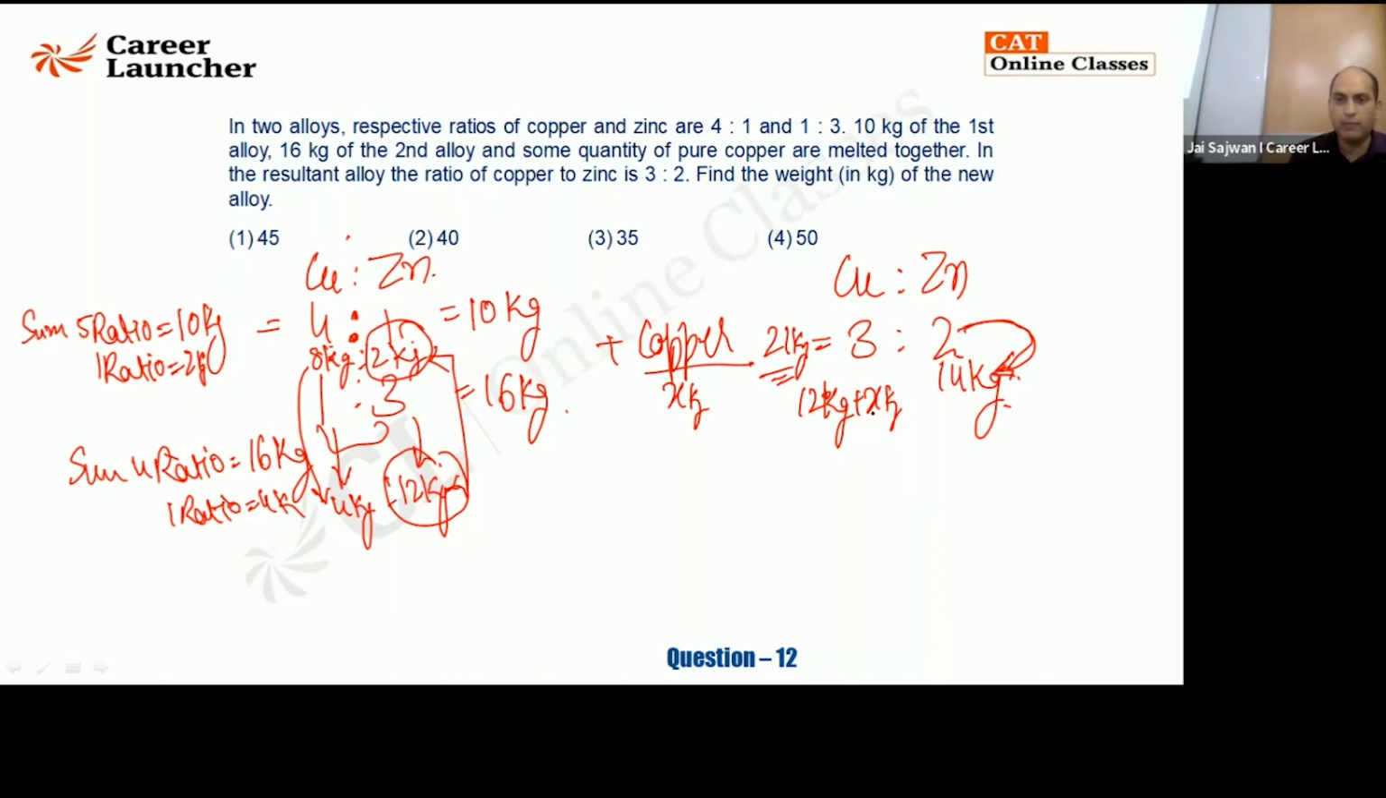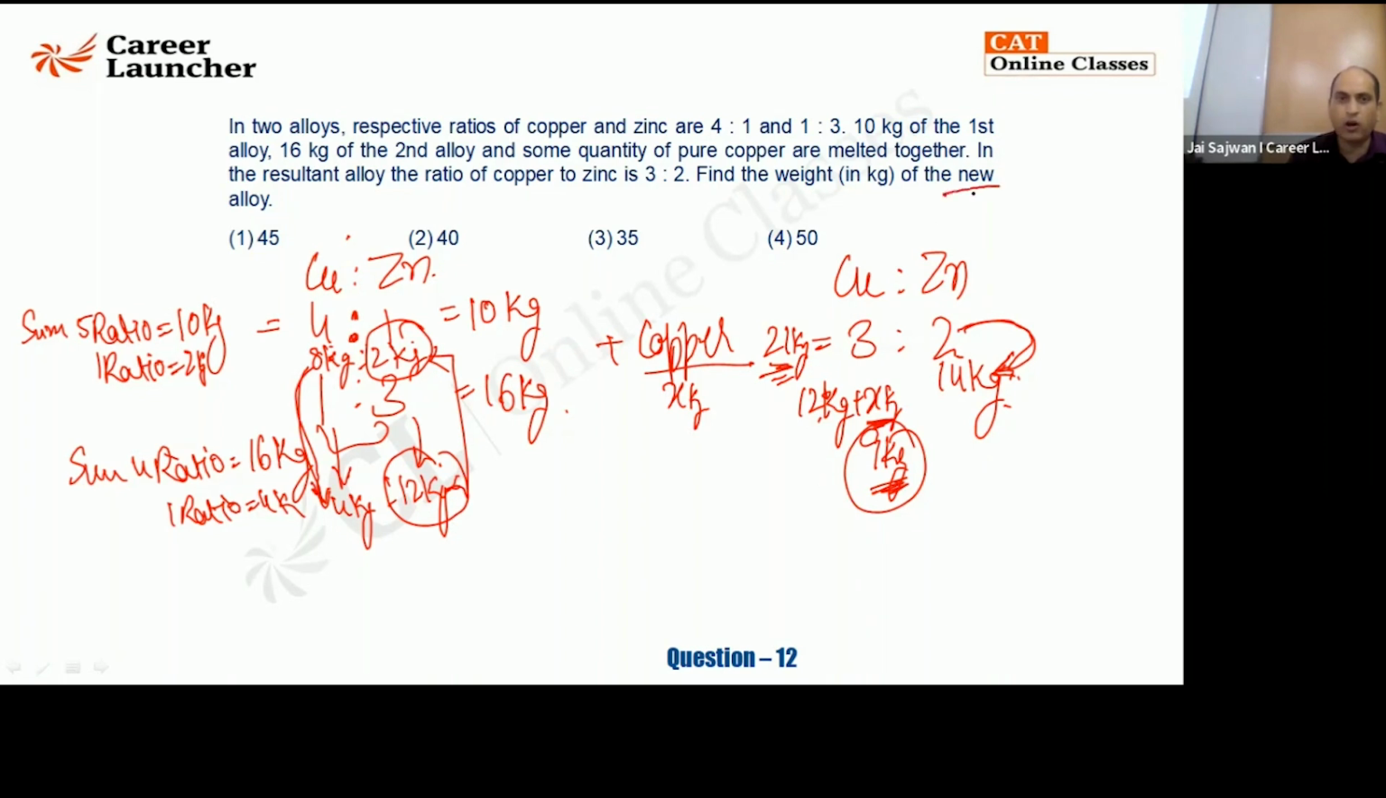Just tell me, if it is coming out to be 21, how much pure copper is added? It is 9 kg of pure copper added. Of course, it is not asked in the question, but still I would like to know what the copper added here is. This is 21, but earlier it was only 12 kg. So 9 kg of pure copper was added to it.